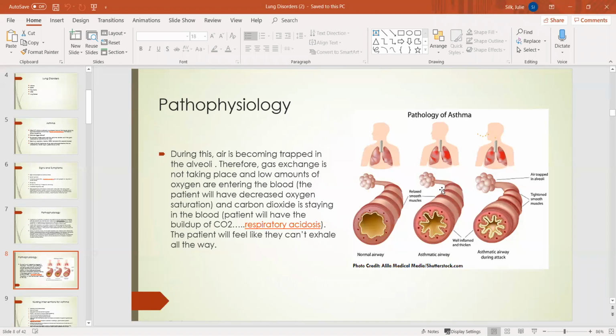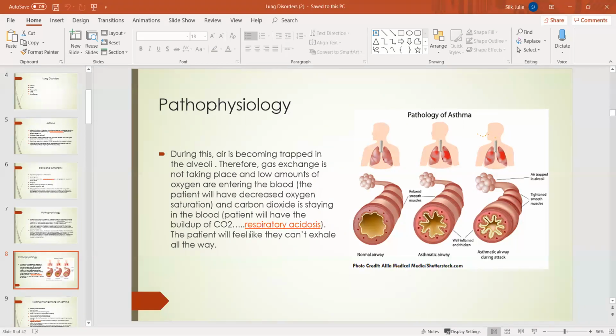On this slide, it shows a picture of the airway. Here's a normal airway, and at the end, here are your alveoli. In the middle is the asthmatic airway. You see that you have swelling going on in there already, and then outside is your smooth muscle that's constricting. And here it is during the attack, it's even worse. Now that area is even smaller for you to get air through.